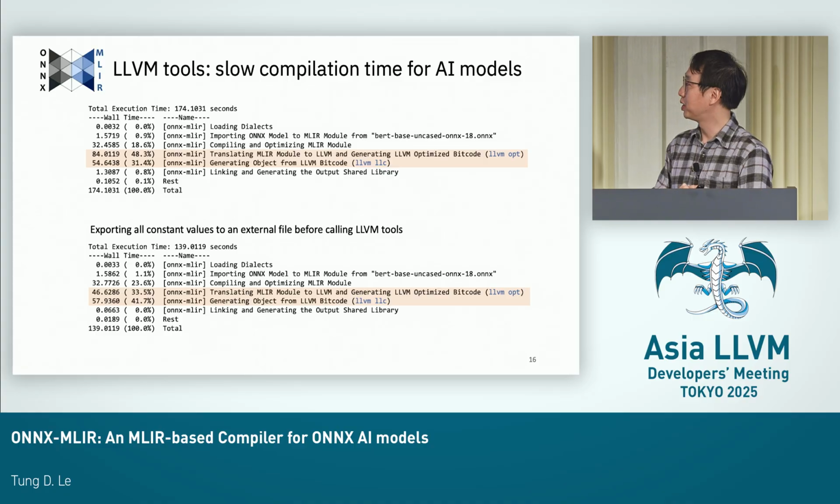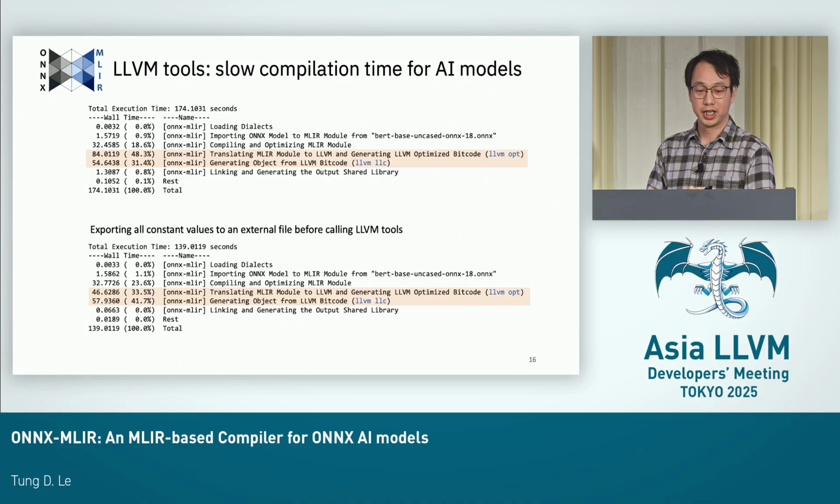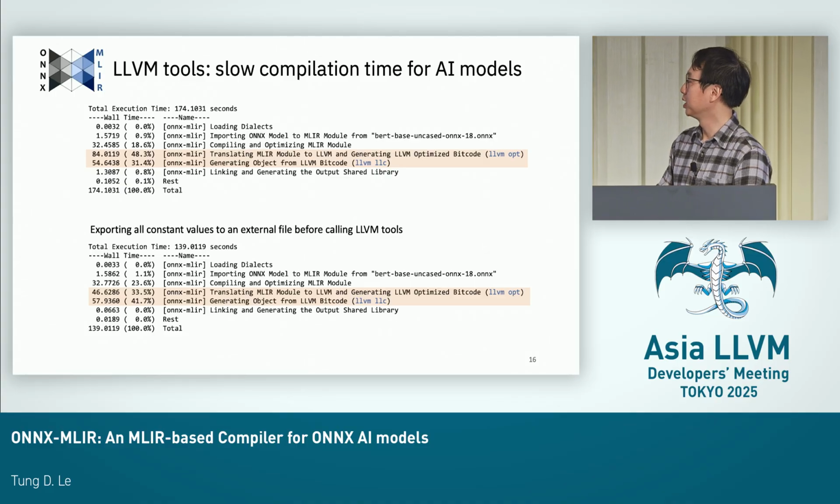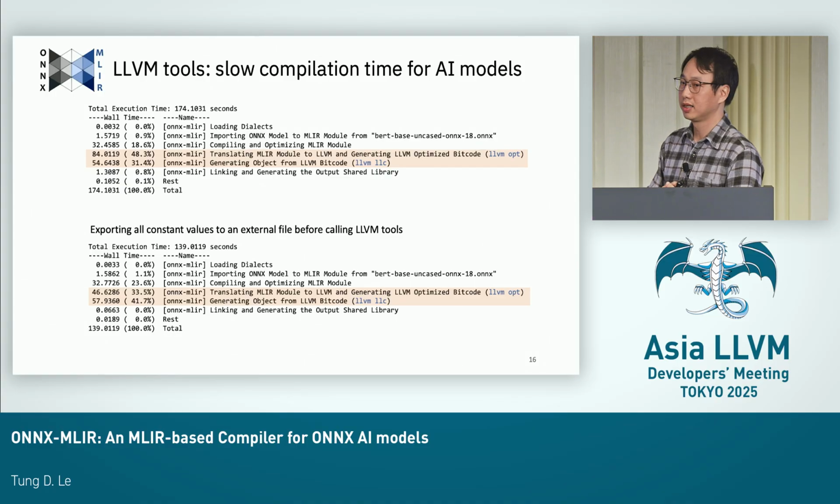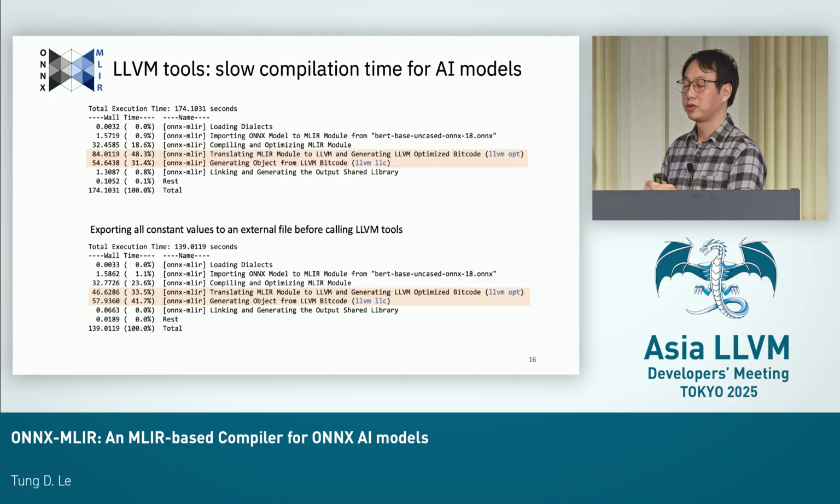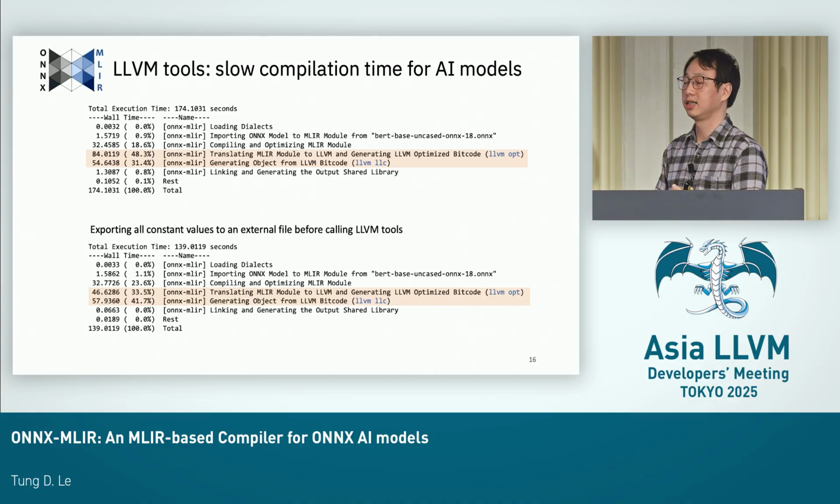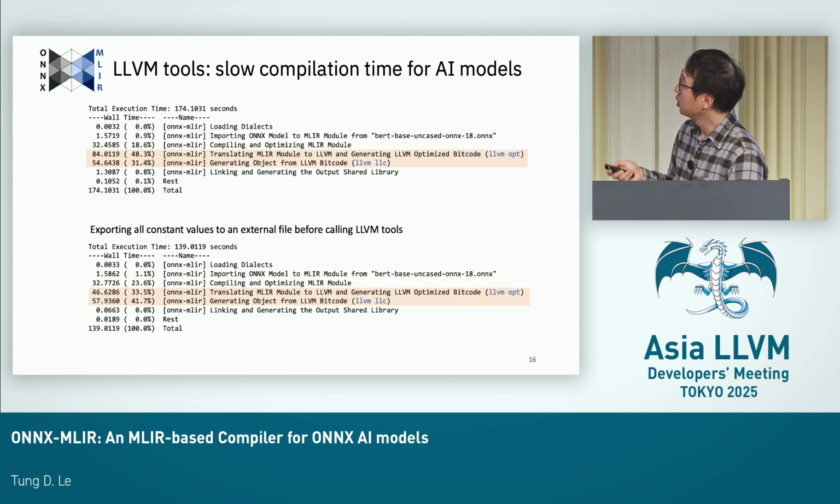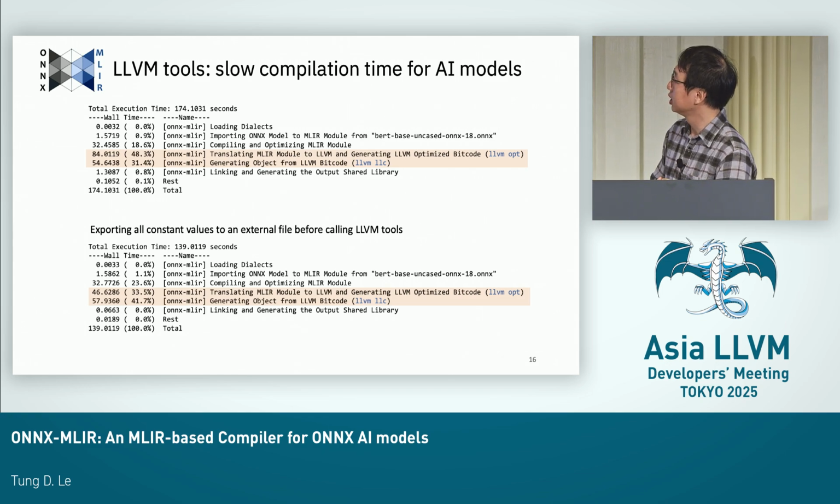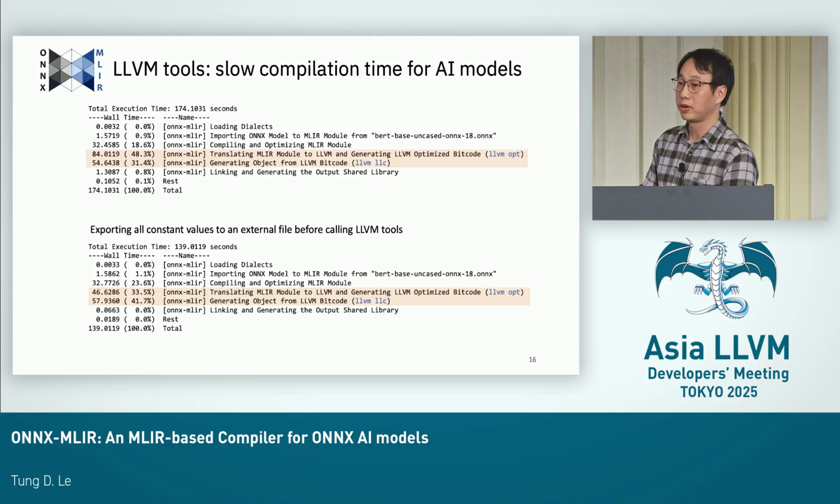And finally, it's about the compilation time for AI. It's quite slow based on our observation. This is one example when we compile the BERT-based model. This model has about 110 million parameters. We have multiple phases here: loading the dynamic libraries, importing the ONNX model to MLIR, compiling and optimizing the MLIR module. So they are using the MLIR framework.